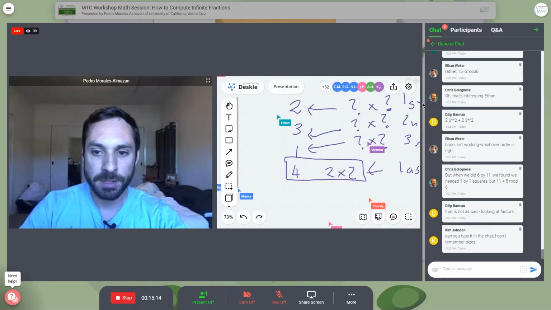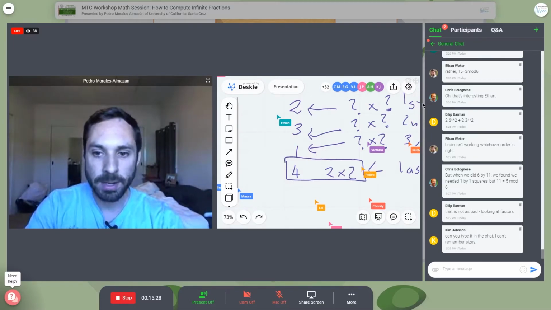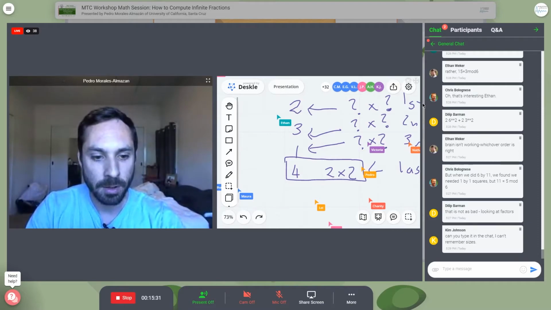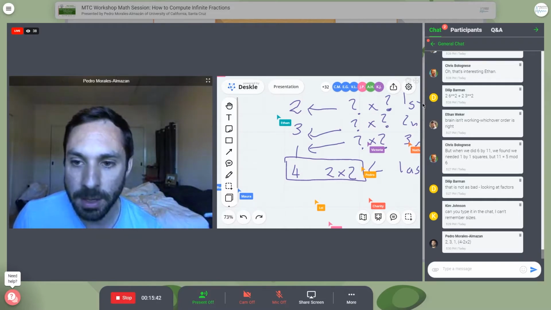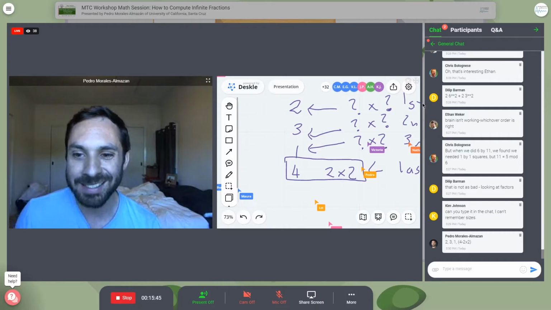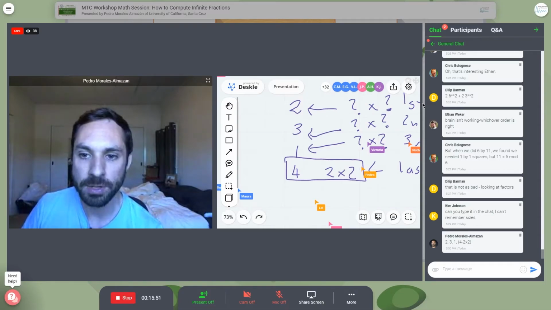So basically, the first stage was 2. The second stage was 3. The next stage was 1. And the last stage was 4 2 by 2s. Okay, so I just typed it on the chat so everyone can see it. Again, the only sizes that I'm giving you is the last stage, the very small one. All right. So the question is, can you find the sizes of all the previous stages?